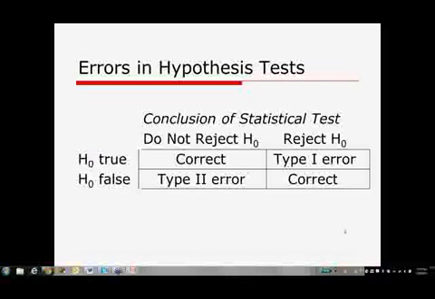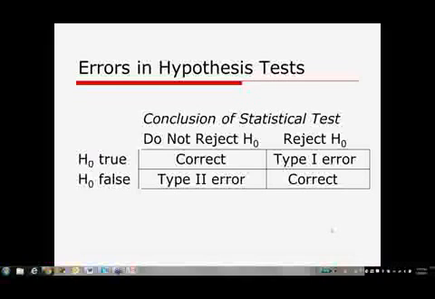Is there an easier way to memorize type 1 or type 2? Unfortunately, it sort of takes writing out a table like this and thinking about it this way. If you reject H0, you've either made the right decision or a type 1 error, and again, the probability of a type 1 error is your level of significance, which you fix to be small.